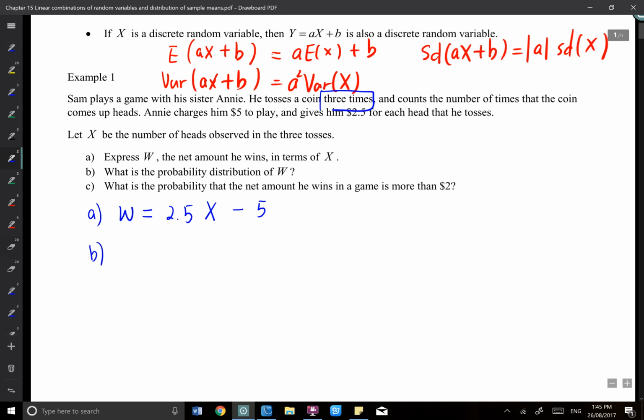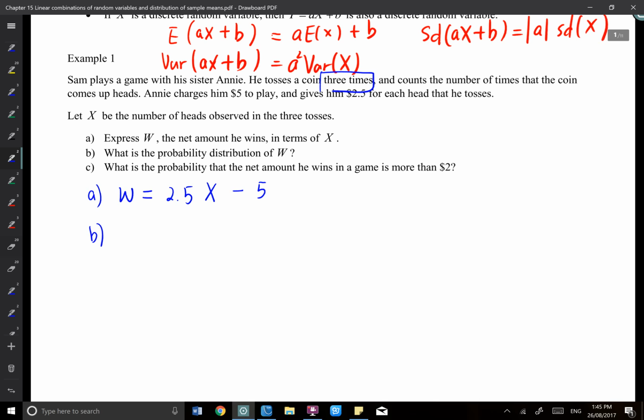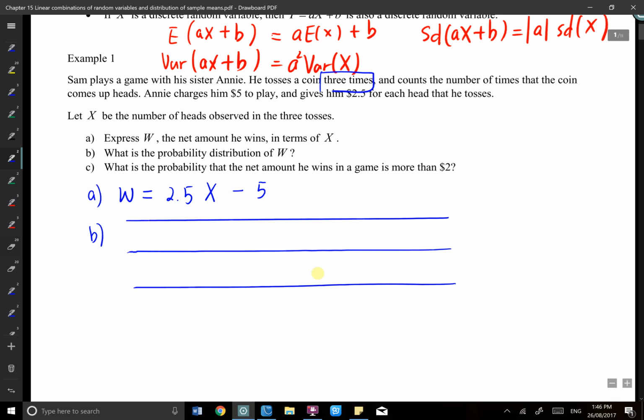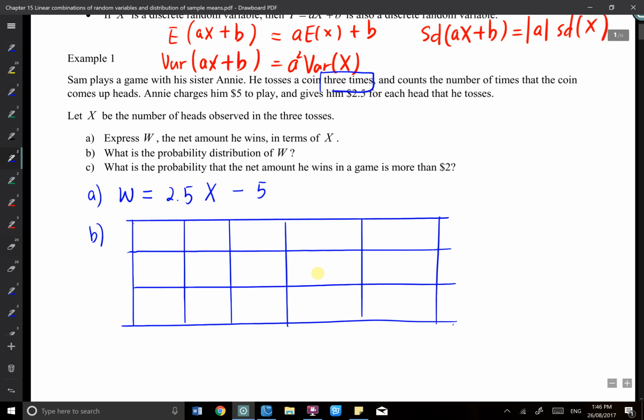Okay, part B. What is the probability distribution of W? The probability distribution is the table thing, like when we set up the table for X. Remember that table? Let's make a 3-row table. The first row we do W, the second row we do X, and then the probability of X equals x. That will be the same as the probability W equals that, so the same probability.